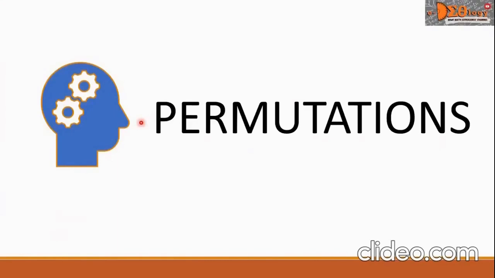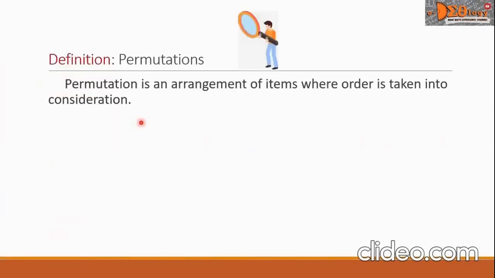Hi everyone. Today we're going to study permutations. Let us define permutation. Permutation is an arrangement of items where order is taken into consideration.